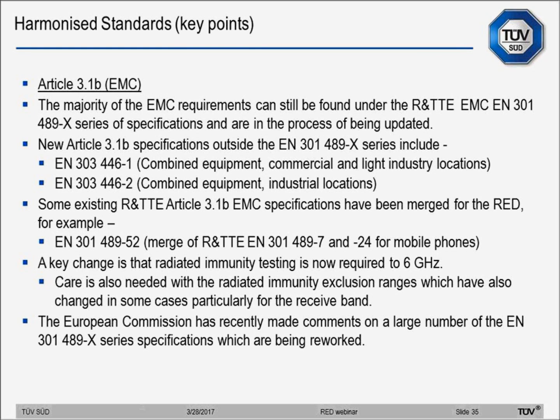You also need to be aware that in some cases, depending on the technology, radiated immunity exclusion band ranges have also changed, particularly for the receiver band. In this particular case, the European Commission has recently made comments on a large number of the EN 301 489-X series specifications, which are being reworked.